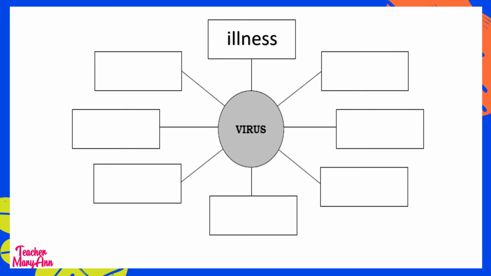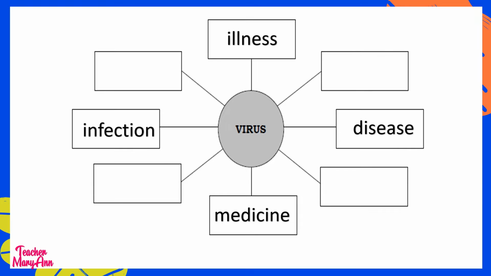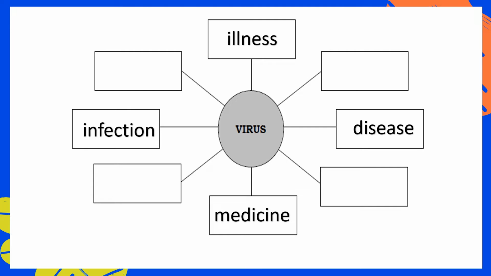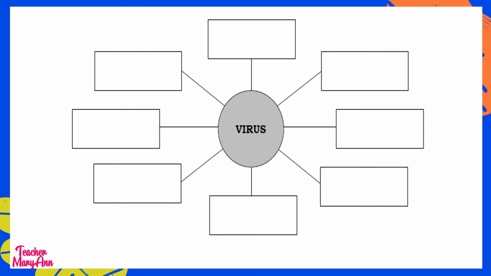Okay, for example, illness. Illness is related with the word virus. If a person is infected with virus, it is possible that he has illness or he is ill. Another example, we have infection. Also, we have disease and medicine. Now, it's your turn to think of other words that are related, associated, or connected with the word virus.